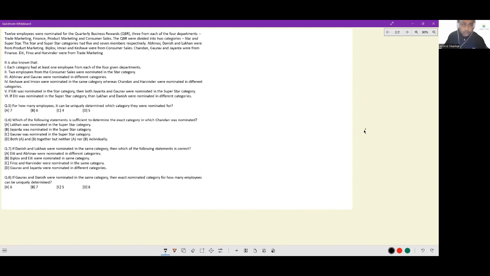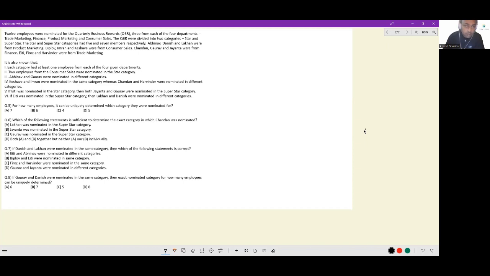Let's look at this set. 12 employees were nominated for the quarterly business rewards, 3 of them for each of the 4 departments: trade marketing, finance, product marketing, and consumer sales. The QBR were divided into 2 categories: star and superstar. The star and superstar categories had 5 and 7 members respectively.